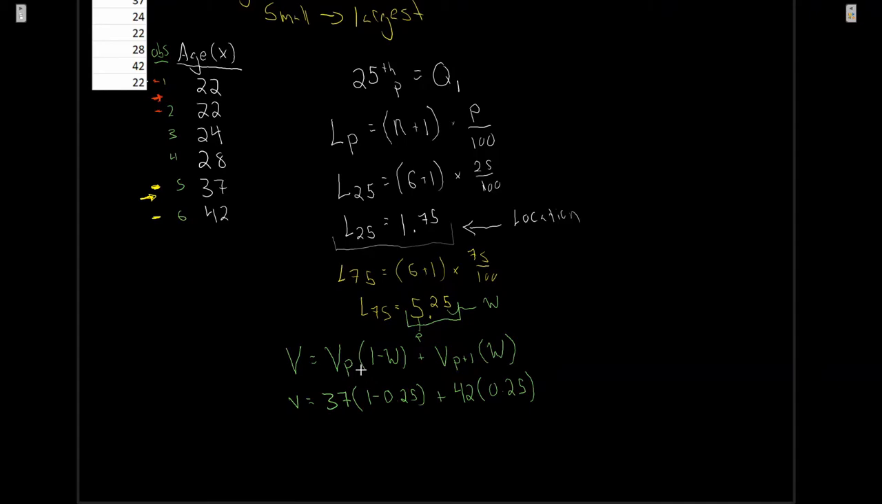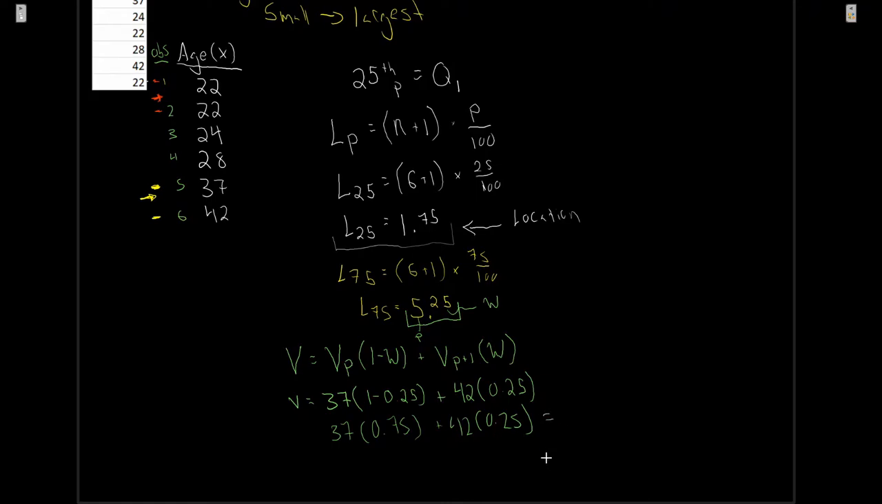So when we're working through this, we're saying, what's the value of our fifth observation times 1 minus our weight? By doing 1 minus this weight here, we get 0.75. What we're saying is, we're putting more of the weight, since this and this make up 100%, on the smaller number, because we expect our value to be closer to this guy. Then plus our next observation and just a little bit of our weight.